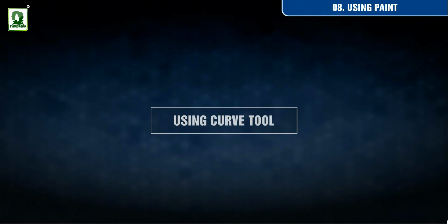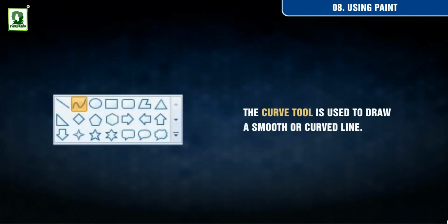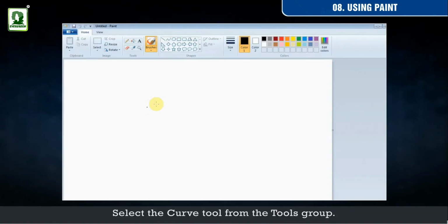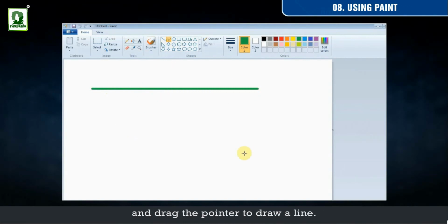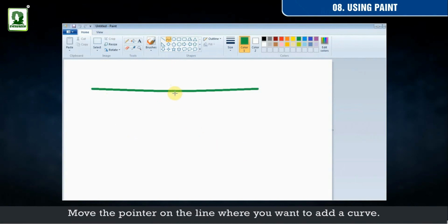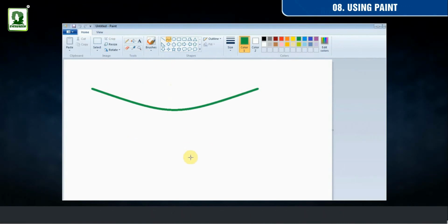Using Curve tool. The Curve tool is used to draw a smooth or curved line. Select the Curve tool from the Tools group. Select any color from Colors group. Select the thickness for the curve. Move the pointer to the drawing area. Press and hold down the left mouse button and drag the pointer to draw a line. Move the pointer on the line where you want to add a curve. Click and drag the mouse to draw a curve.